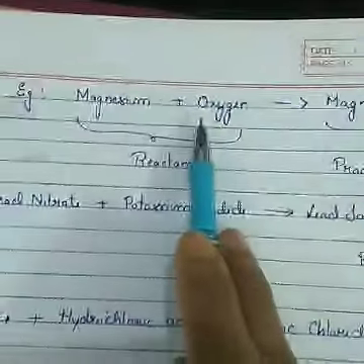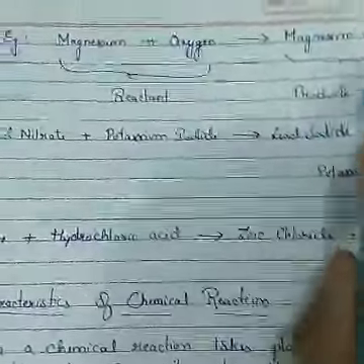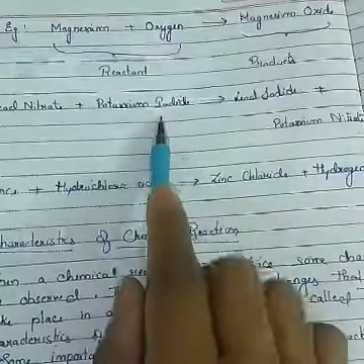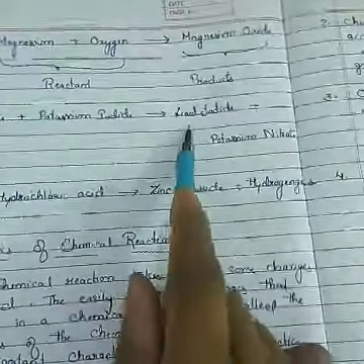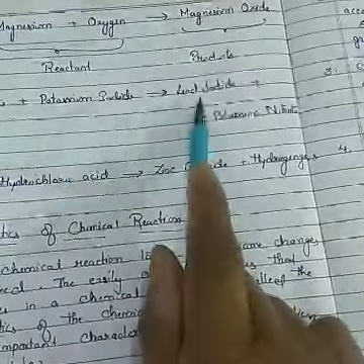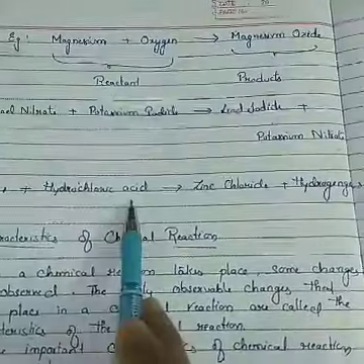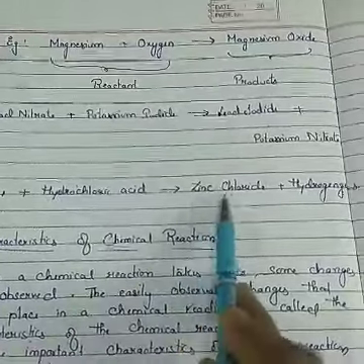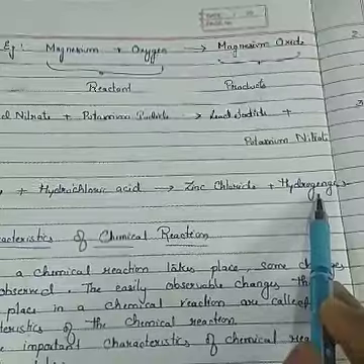For example, magnesium and oxygen. When magnesium burns in the presence of oxygen, it forms magnesium oxide. Magnesium and oxygen are reactants. Magnesium oxide is the product. Similarly, the reaction between lead nitrate and potassium iodide leads to the formation of lead iodide and potassium nitrate. Lead nitrate and potassium iodide are reactants. Lead iodide and potassium nitrate are products. Zinc and hydrochloric acid: the reaction between zinc and hydrochloric acid gives rise to zinc chloride and hydrogen gas.